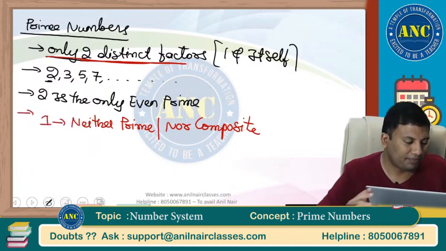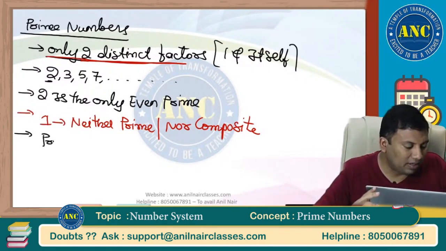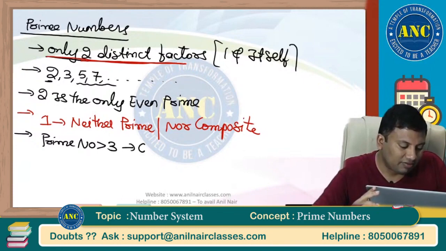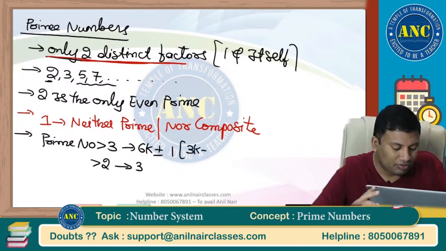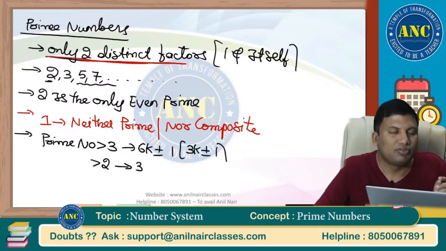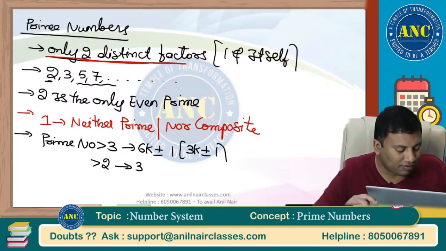Next one. Every prime number greater than 3, if you observe, is of the form 6k plus or minus 1. Depending upon the question, you can take anything. It can also be of the form 3k plus or minus 1. 3 into 2 minus 1, 3 into 2 plus 1, like that you can generate your form.